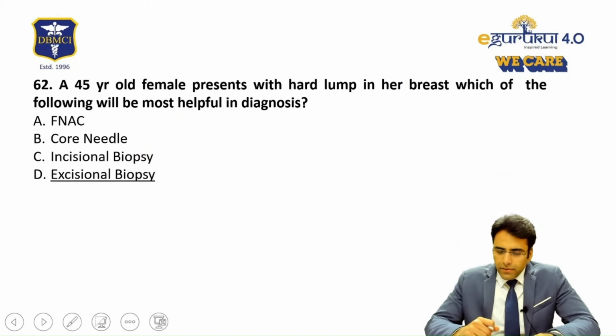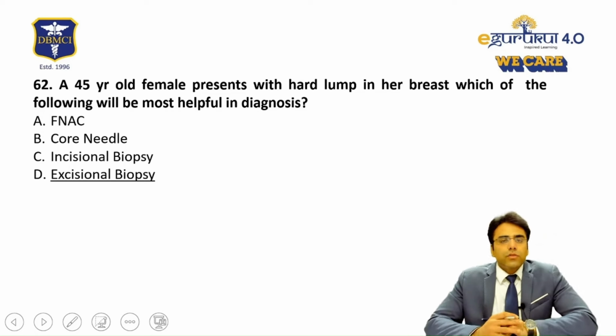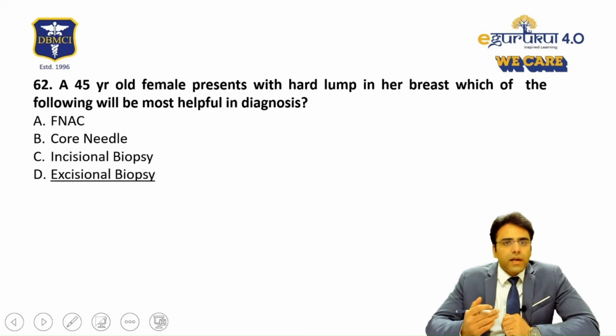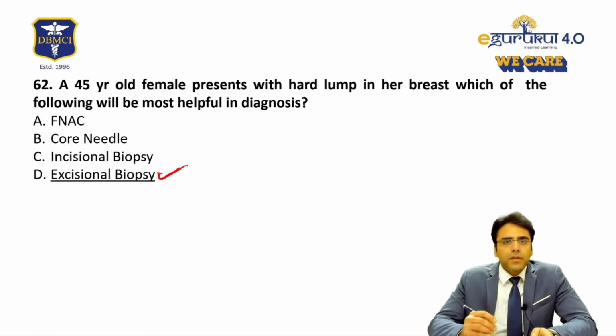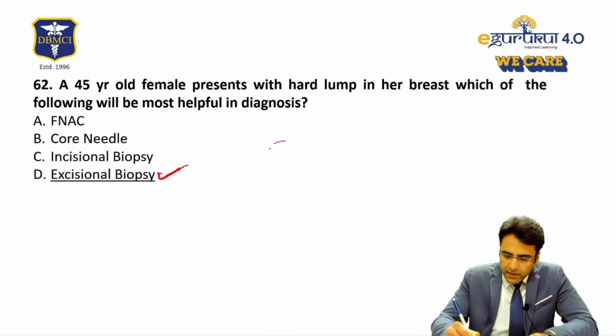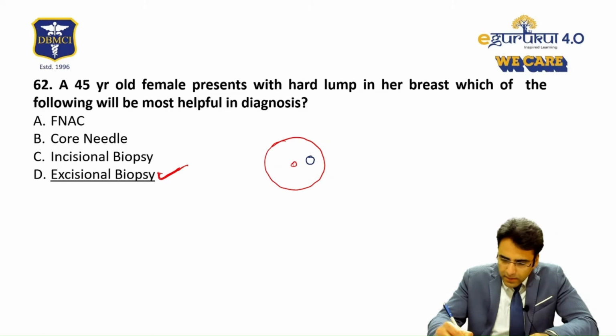A 45-year-old female presents with a hard lump in her breast. Which of the following will be the most helpful in diagnosis? So the question is asking the most helpful diagnostic test. It is excisional biopsy. Now in excisional biopsy, what we do, suppose this is the breast, and suppose this is a lump. So the lump is here. Clear? So this is a breast lump.